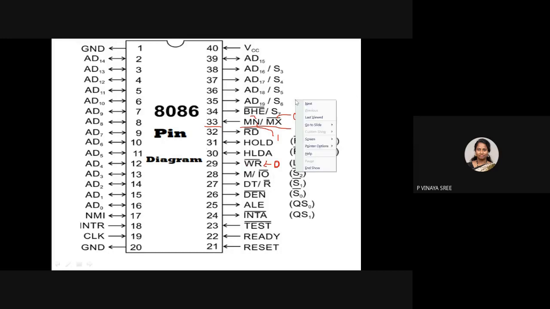So we'll start with minimum and maximum mode. Starting, we have discussed that there are two ground pins, connected to pin number 1 and pin number 20, and a VCC pin connected to pin number 40, where this circuit will work if you supply power. For this we give a plus 5 volt power supply so that the circuit will work.